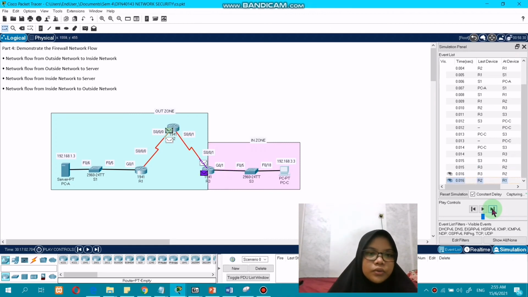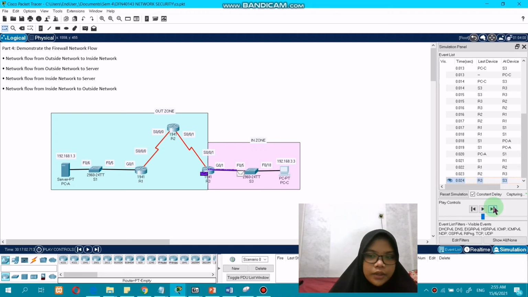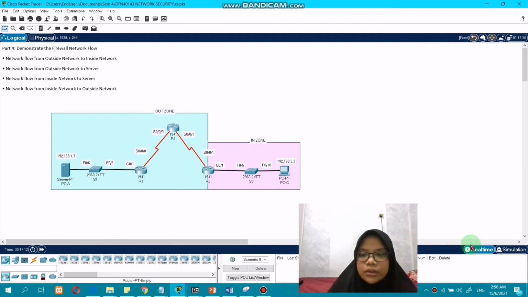So go to the server. Okay, yeah, so successful. From PCC to the server, the connectivity is successful. So real time.